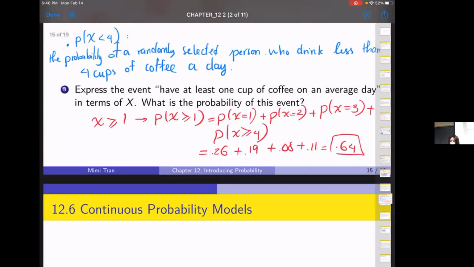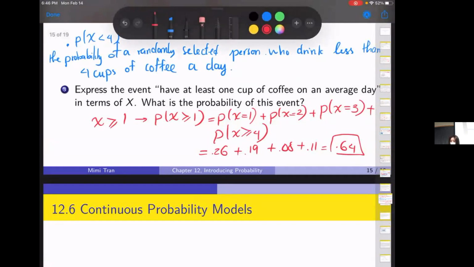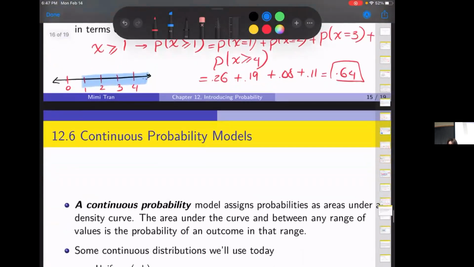You want to draw it? I would suggest you draw it out. So that's your number line, and because it's a discrete probability model, it's going to be sticks. So you just draw your sticks, starting from 0, 1, 2 cups of coffee, 3 cups of coffee, 4, and 5, etc. So greater or equal to 1 means from here to here, and you add up all the sticks.